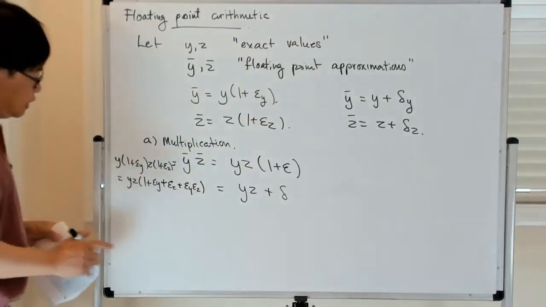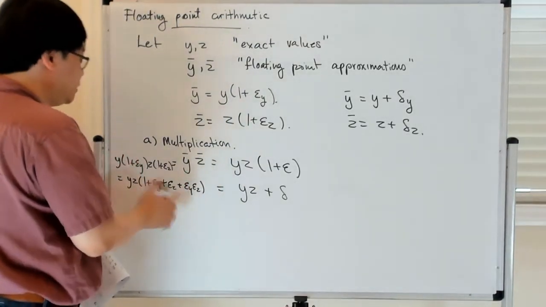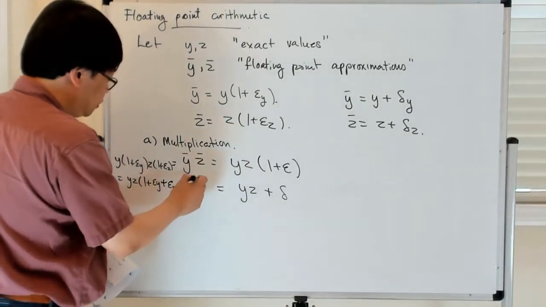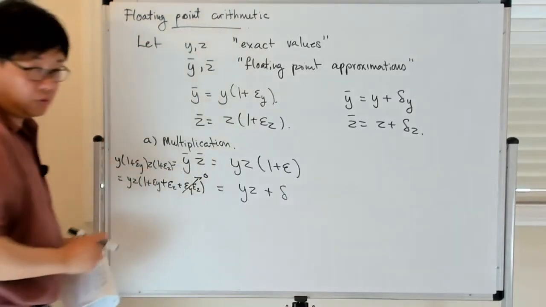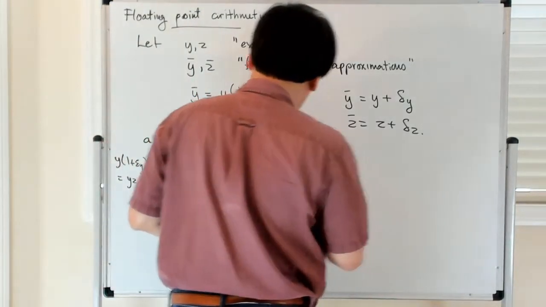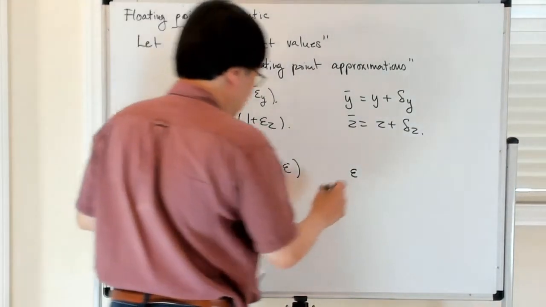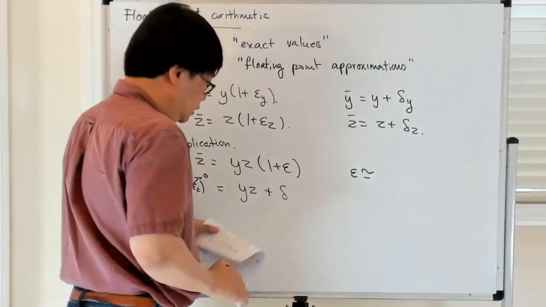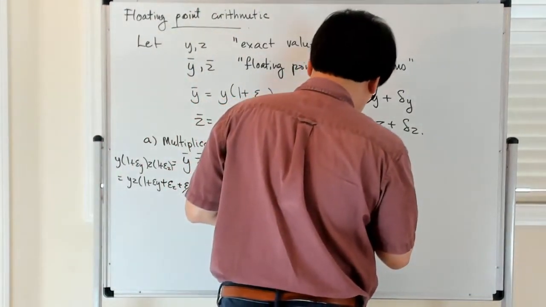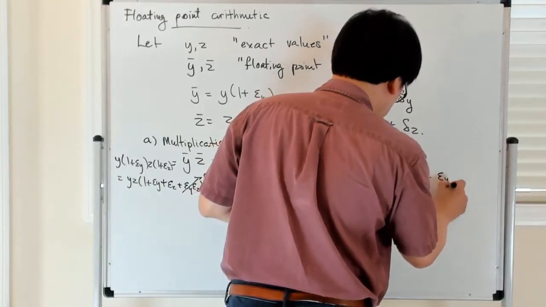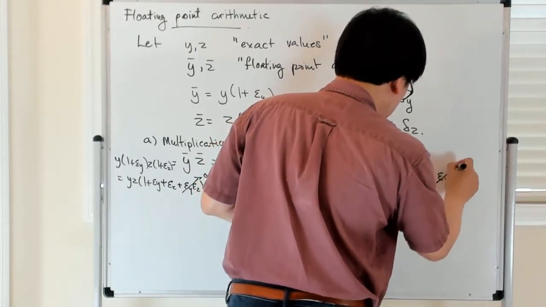Okay, and then what's going to happen is that we assume epsilon y and epsilon z are small, and so the product we're going to assume to be small as well. So I'm just going to ignore this quadratic term. What that means is that when you do multiplication, the relative error coefficients approximately just add.